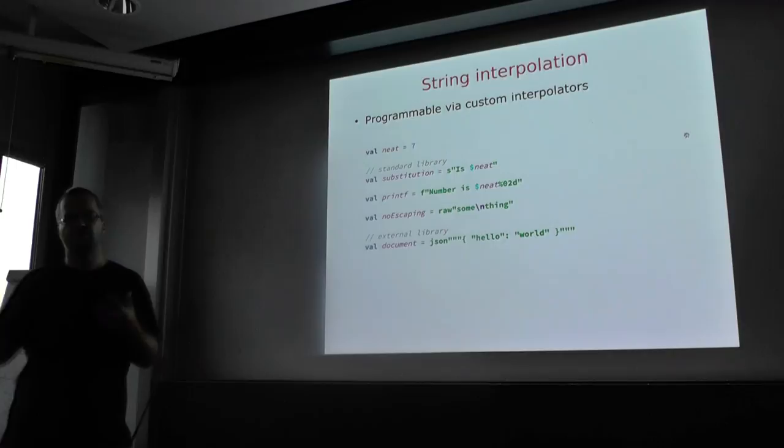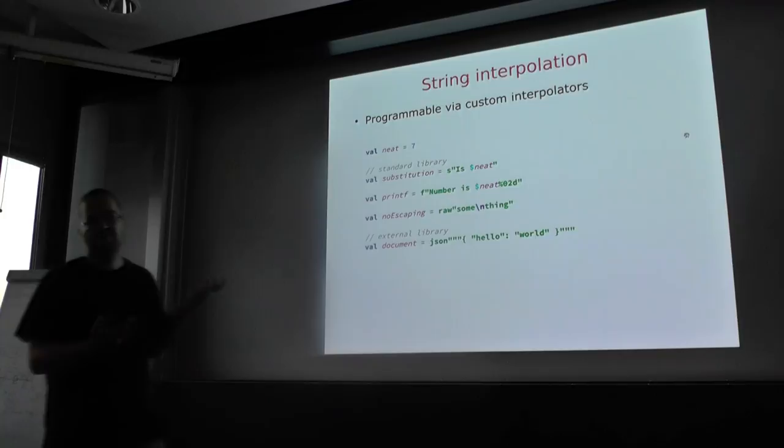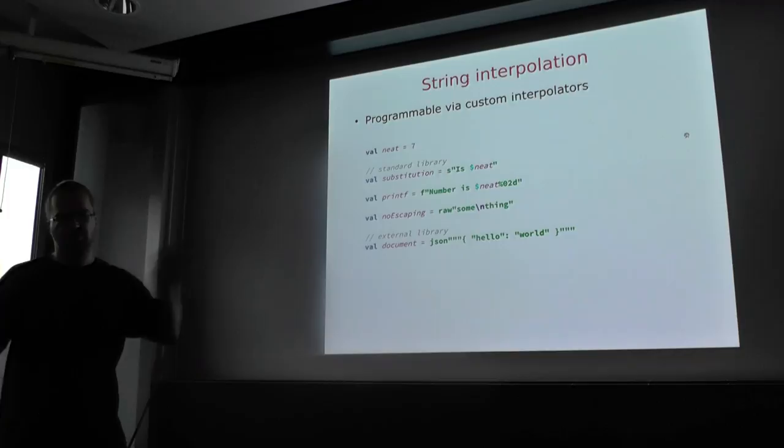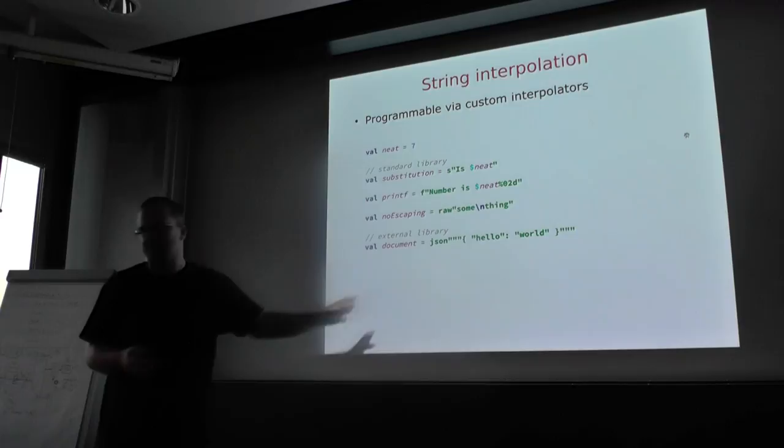And here you just implement one little interface and you can have your interpolator. This is a completely orthogonal feature to everything else. If you take all the design decisions about Scala, this has nothing to do with anything, but it's so useful. That's why I'm showing it. Everybody uses it all the time. It's one of those little things that really help.